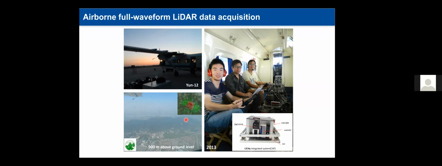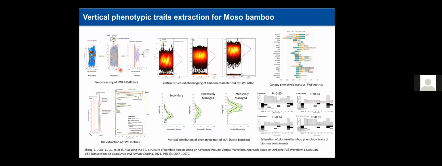So this is the result. We can see that after the pre-processing of the full waveform data, we can see the vertical structure phenotyping of the bamboo. They are under different management strategies. And we can also extract the vertical distribution of effective leaf area index. We can also estimate the plot level phenotypic traits of the biomass for the bamboo plots.